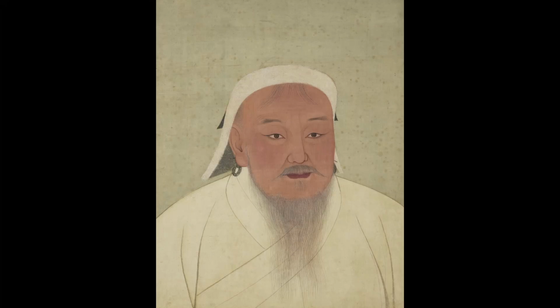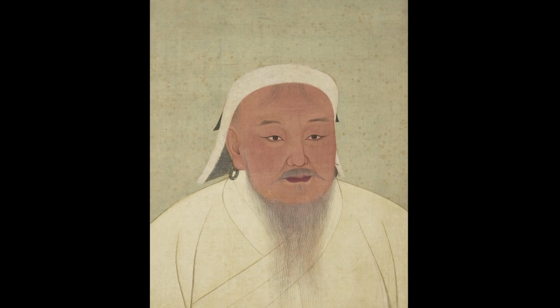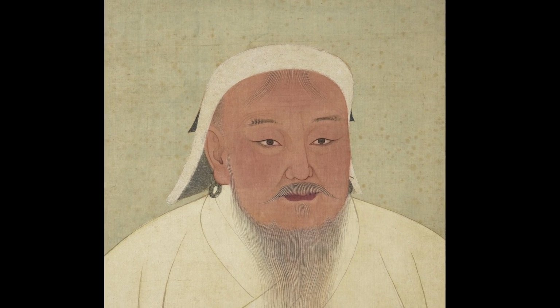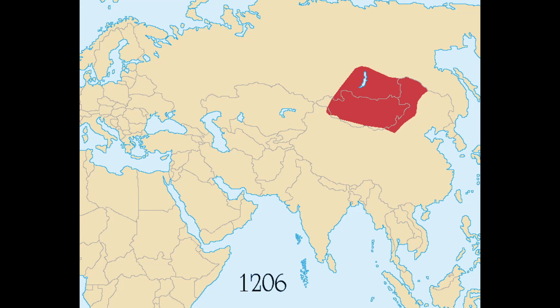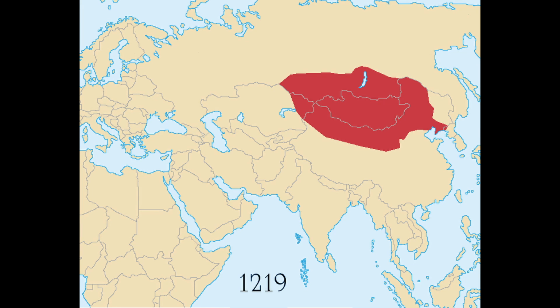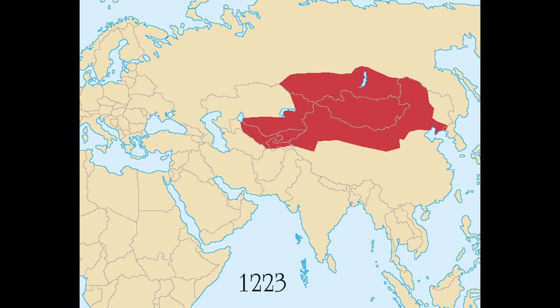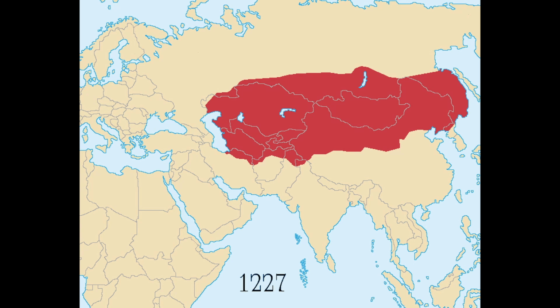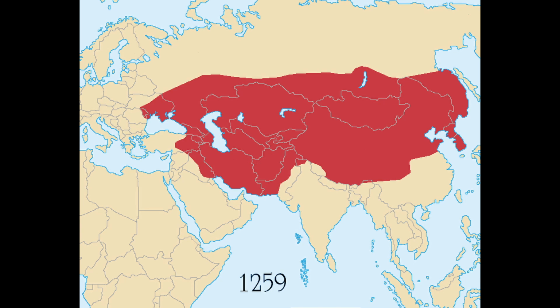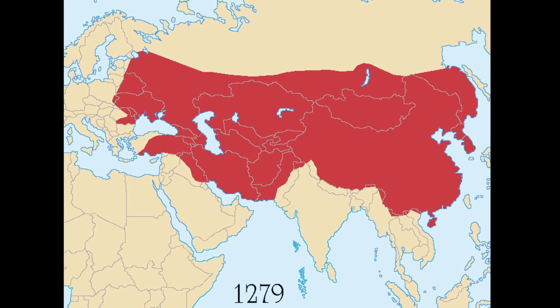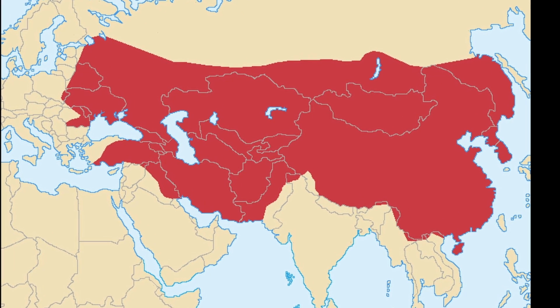In the early 13th century, Temujin, under the title Genghis Khan, meaning universal ruler, united the Mongol tribes of East Asia and conquered the land from the Sea of Japan to the Caspian Sea. Following his death, his direct descendants further expanded the empire, reaching its greatest extent from Southeast Asia to Eastern Europe, making it the largest contiguous land empire in history.